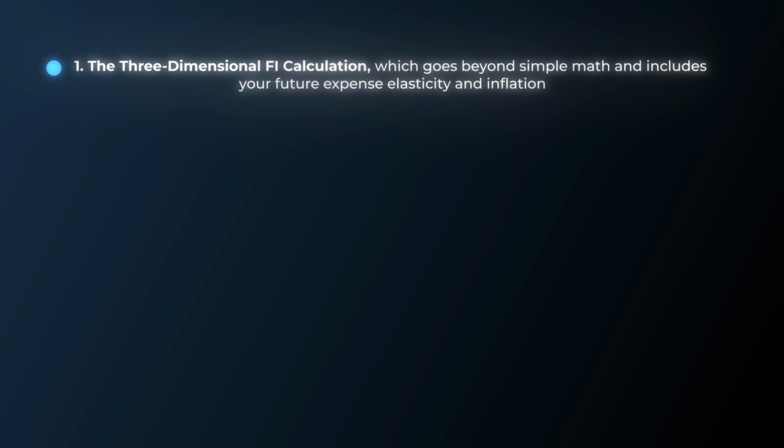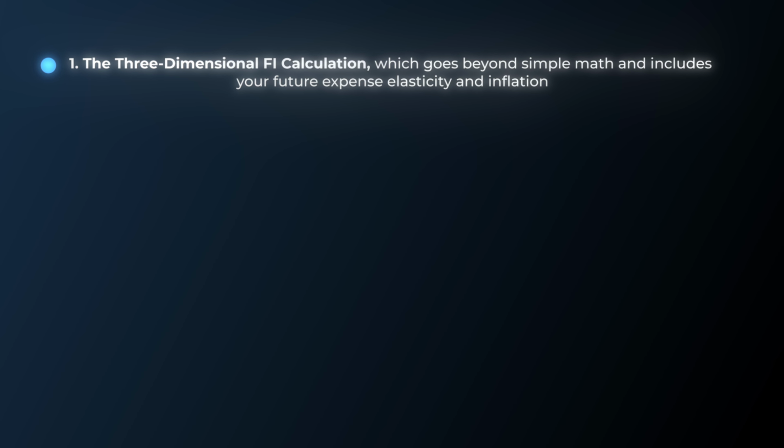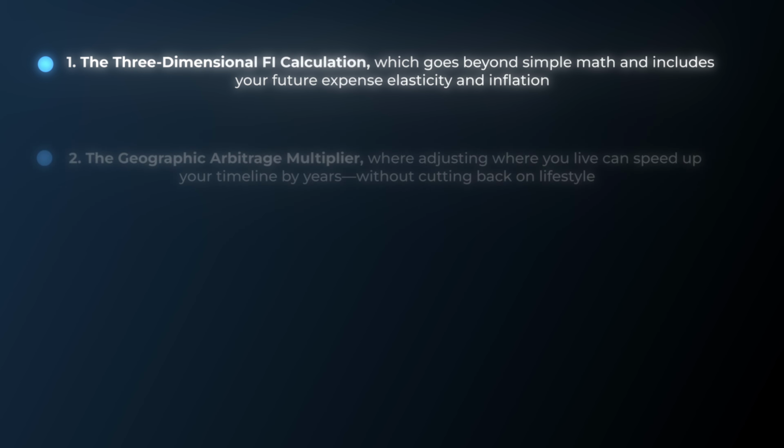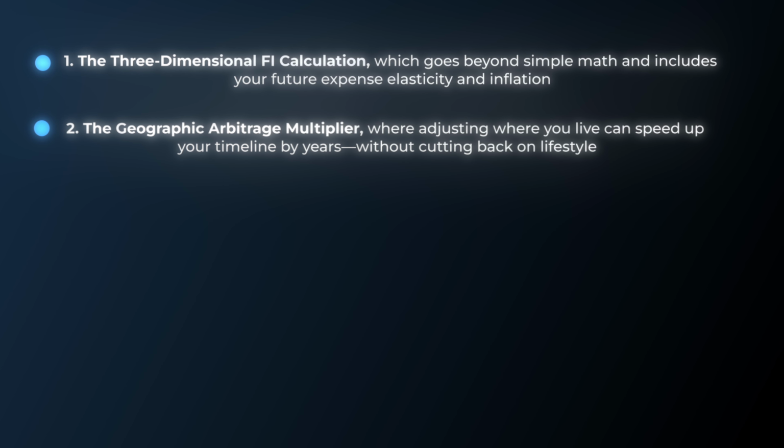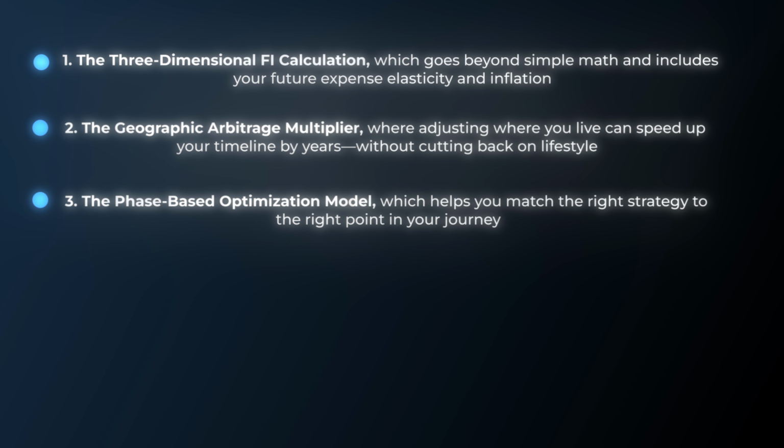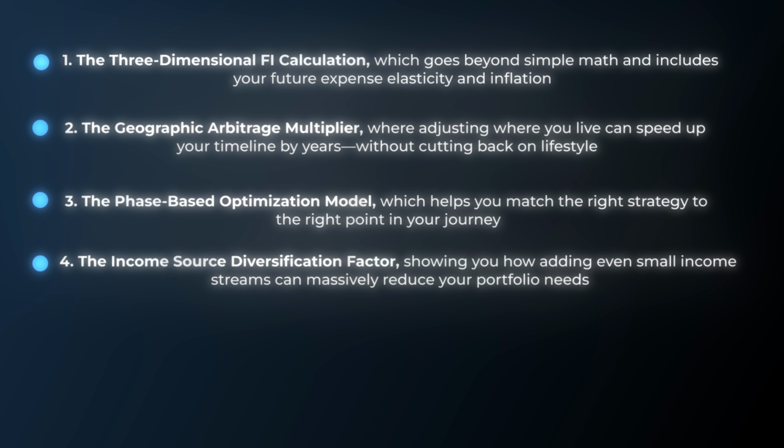So let's recap what we've uncovered today. Number one, the three-dimensional FI calculation, which goes beyond simple math and includes your future expense, elasticity, and inflation. Number two, the geographic arbitrage multiplier, where adjusting where you live can speed up your timeline by years without cutting back on lifestyle. Number three, the phase-based optimization model, which helps you match the right strategy to the right point in your journey. And number four, the income source diversification factor, showing you how adding even small income streams can massively reduce your portfolio needs.